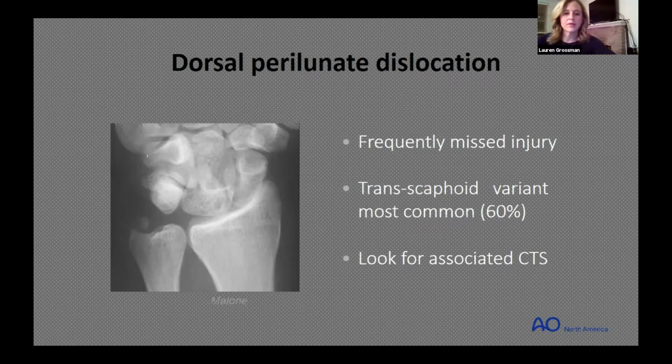But also, if you have a scaphoid fracture with a patient with carpal tunnel, you should really be thinking that there's something else going on. It's not just a scaphoid fracture. Most likely there's something else going on, because it's not quite that common to have carpal tunnel with your scaphoid fracture.